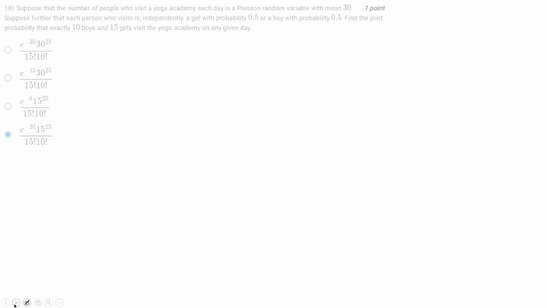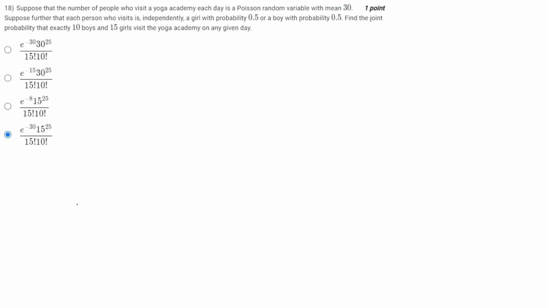Next question. Suppose the number of people who visit a yoga academy each day is a Poisson random variable with mean 30. Suppose further that each person who visits is independently a girl with a probability of 0.5 and a boy with a probability of 0.5. Find the joint probability that exactly 10 boys and 15 girls visit the yoga academy on any given single day.